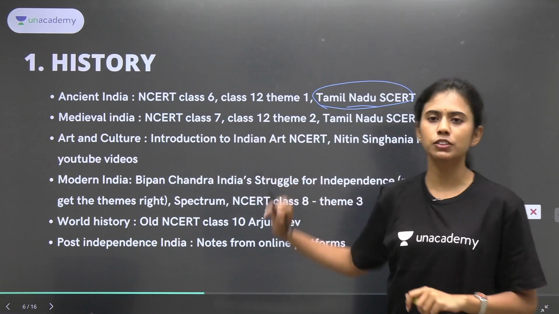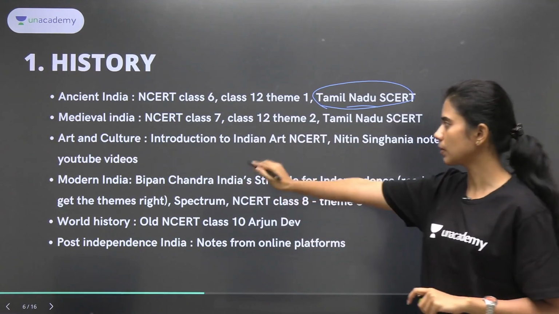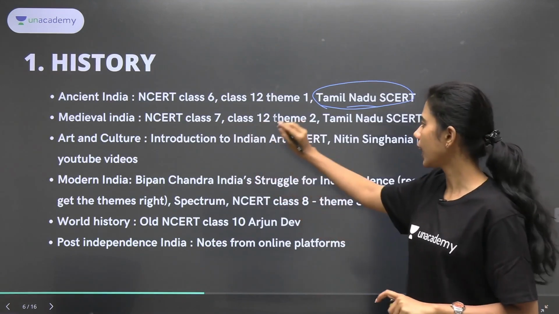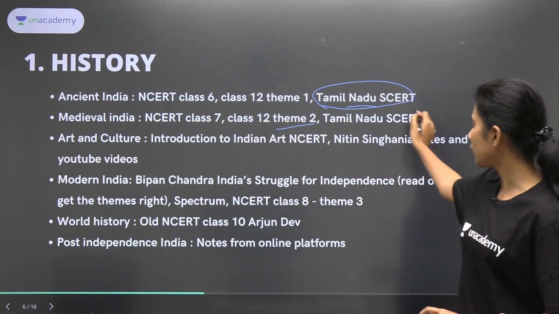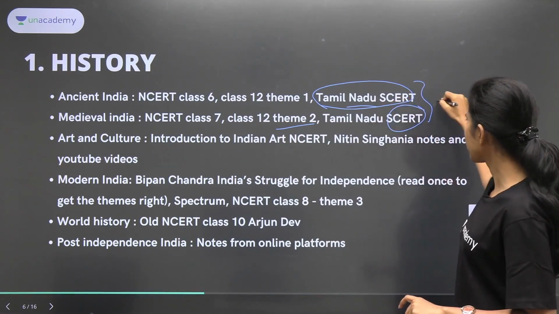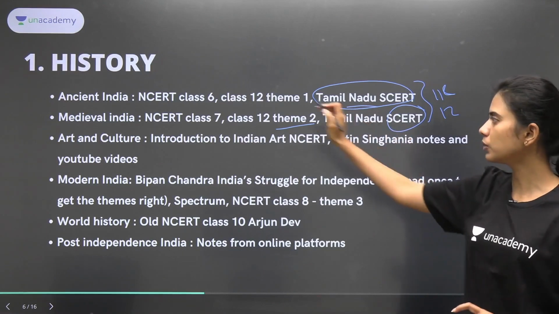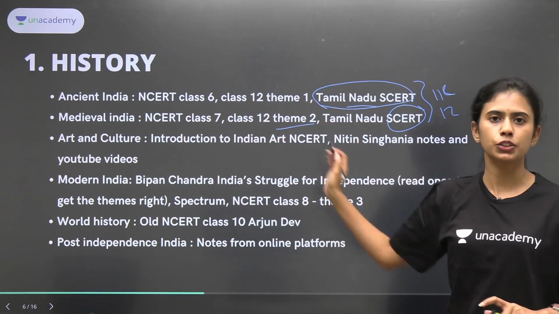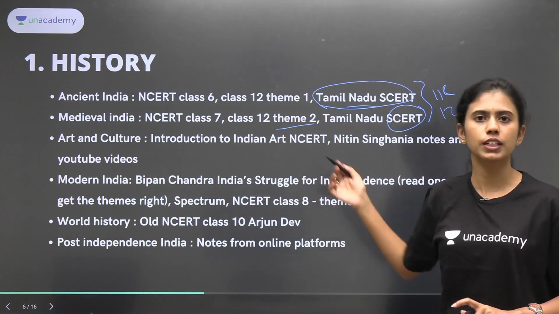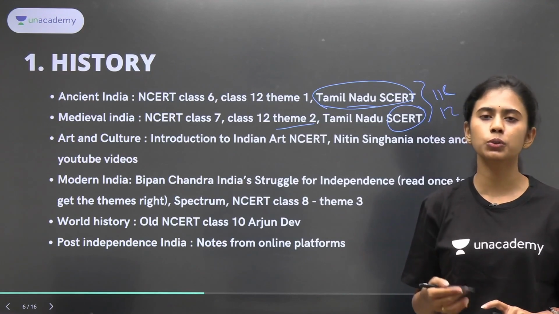Now coming to the next topic, medieval India. Again I used the same basic resources: NCERT class 7 and class 12 theme 2, and also the Tamil Nadu SCERT. The class 11 and 12 SCERTs were used by me to supplement whatever is there in the NCERT. I didn't do anything in addition for ancient and medieval India. Whatever I was lacking was covered through doing test series.